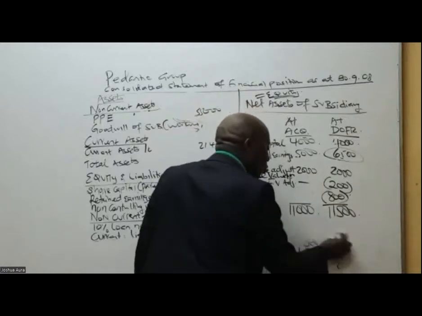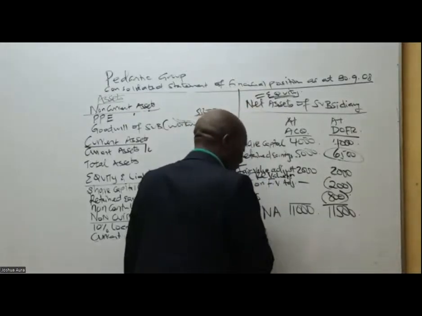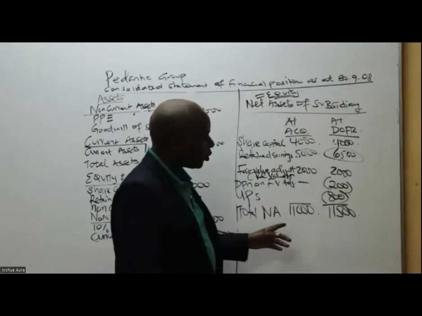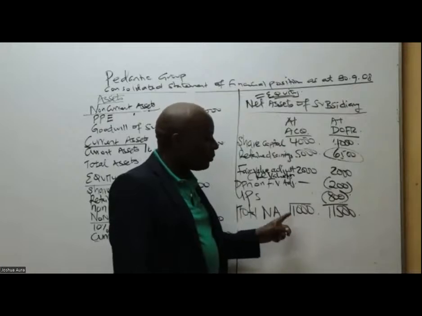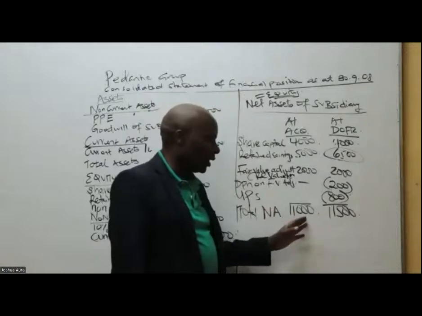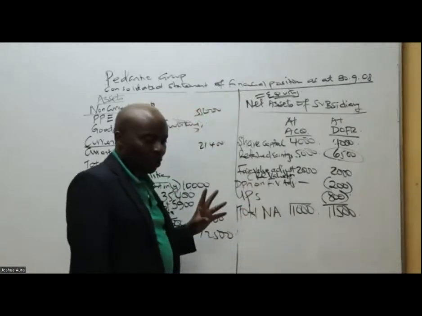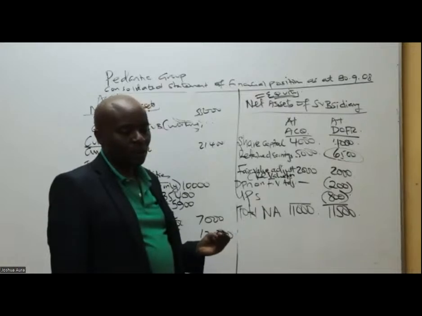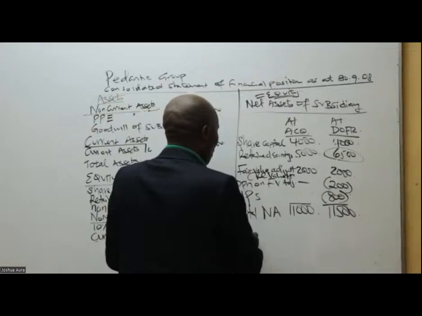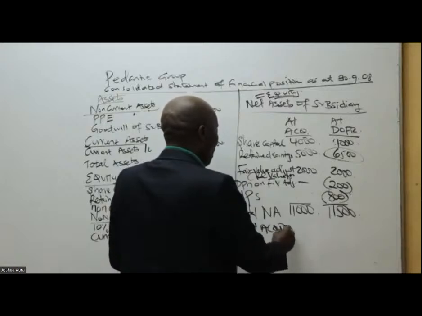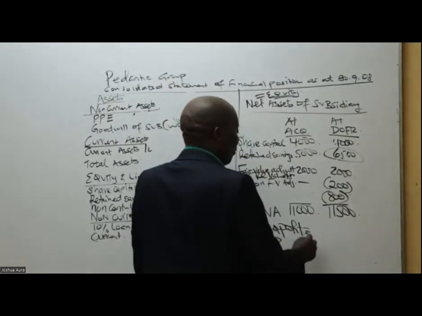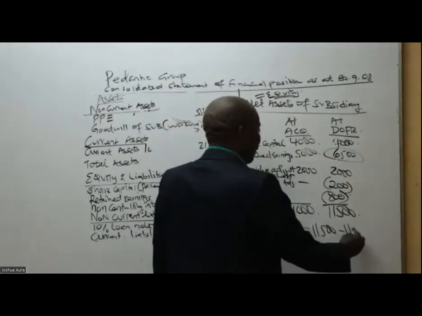Great. Now, ladies and gentlemen, I would want you bright students to tell me, what good name do we give to the difference between this and this? It is a special name we normally give. It's called PAP, post-acquisition profit. So this post-acquisition profit, popularly abbreviated as PAP, will be 11,500 minus 11,000.